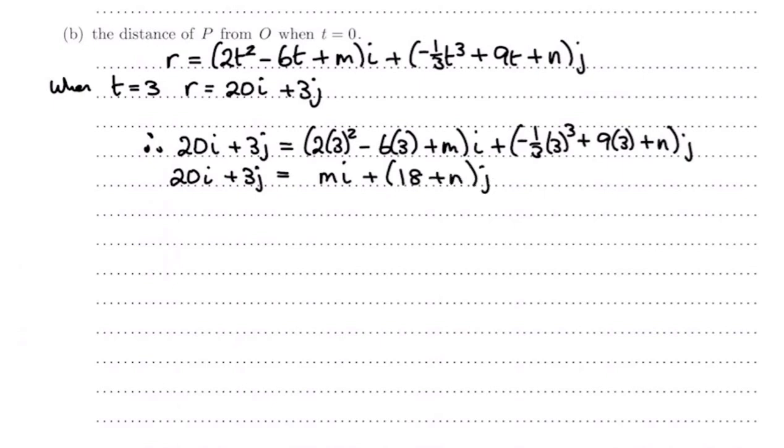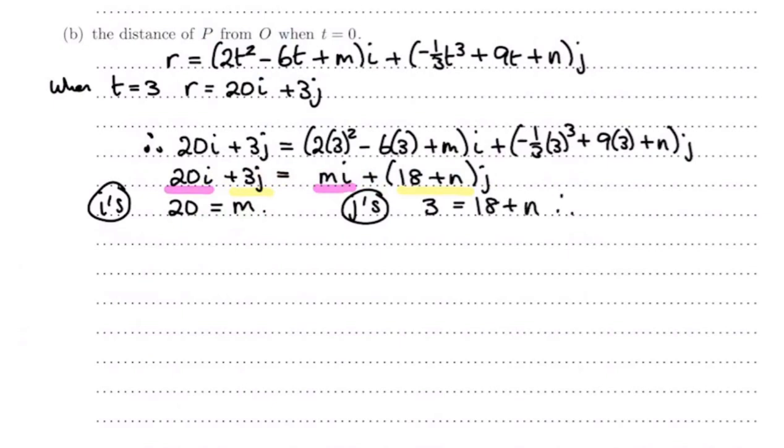And we're going to do what we did before. We're going to do a bit of comparison, so we're going to compare the i's. On the left hand side you've got 20, on the right hand side you've got m. So you can say 20 equals m. And again, if we just do the j's, and I'll do it here, using a different coloured highlighter, you can see that 3 equals 18 plus n. Therefore n equals negative 15.